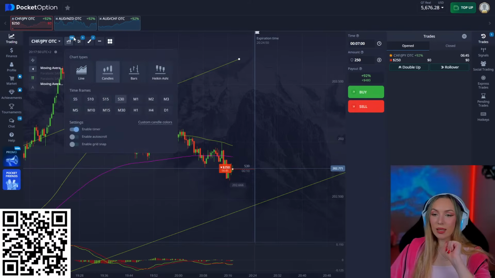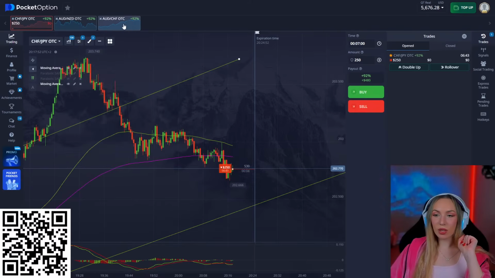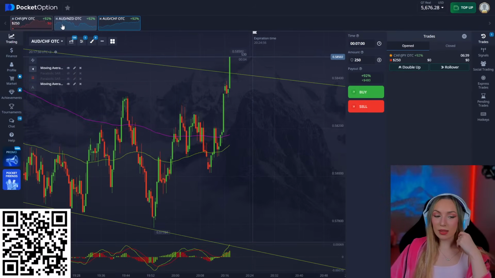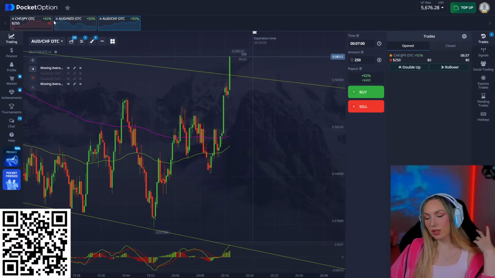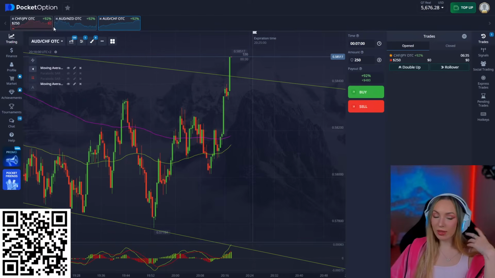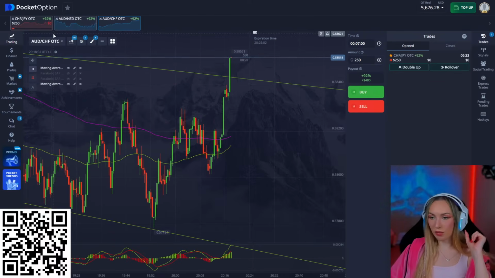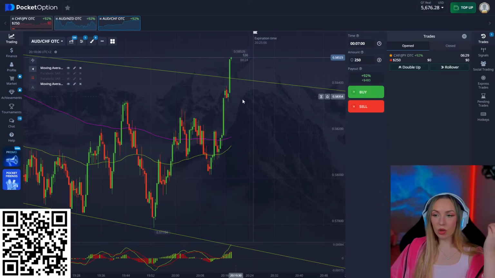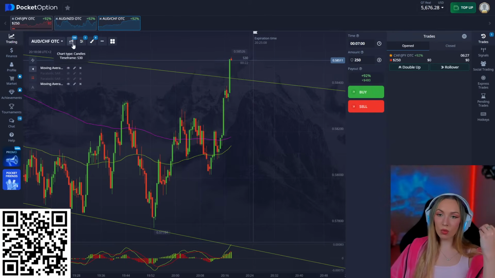But again guys, if you are a newbie, I do not recommend you to open the trades against the main trend. If the trend is upward, you better open the trades in the upward direction. If there is a downward trend, you better open the trades in the downward direction.